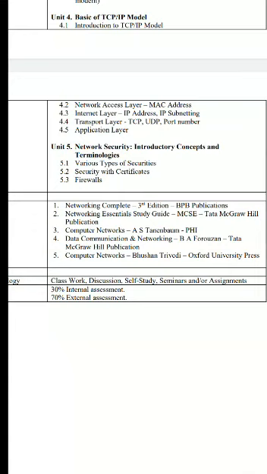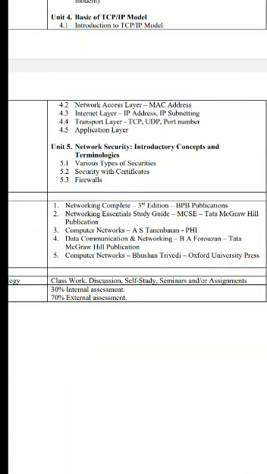And we'll also learn firewalls. We will learn VPN, how a virtual private network is established, how firewalls help us to block certain data. These are the things we are going to learn. And these are the 5 units which are supposed to be taught in your subject.